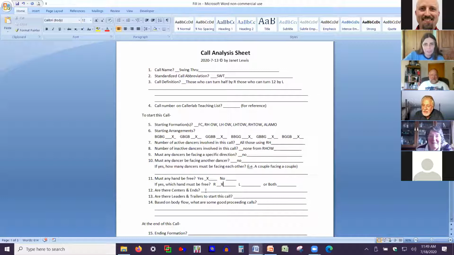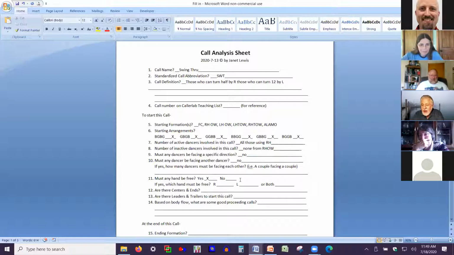Are there centers and ends? I can question whether the right hand has to be free. When you're in an ocean wave, your right hand isn't necessarily free. I thought we were starting from facing couples. Is that where we're starting? Okay. No, I was just saying, I thought we were starting from ocean waves.